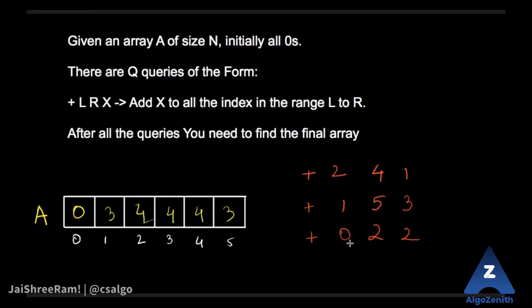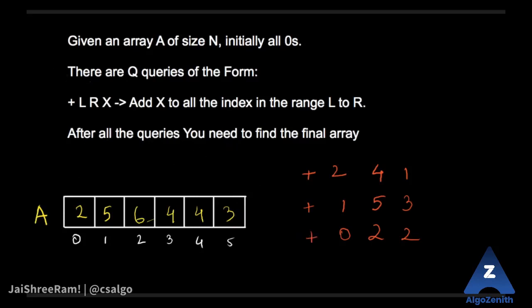Now there is another query, let's say plus 0 to 2 X, and X is 2. So you add the value 2 to the range 0 to 2, and all of these things change. So this will become 2, 5 and 6. We write 2, 5 and 6, and this is the final array after all the queries have been processed. So after all the queries, you need to print this final array.